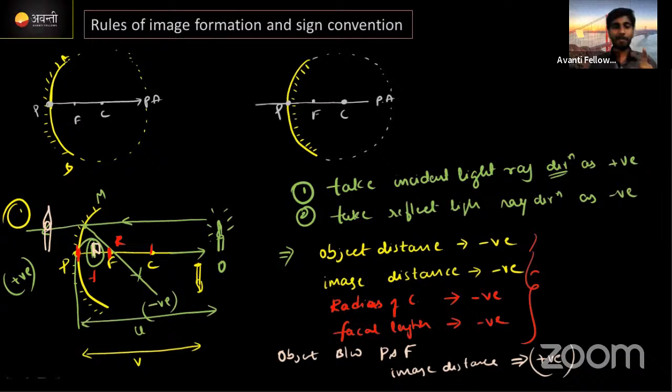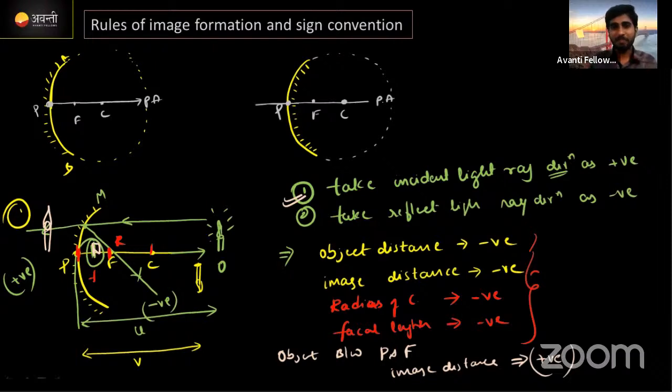Once again, I'm going to explain this one. Sign convention: first, we need to take the incident ray direction as positive. Whatever distances we get in the incident ray direction are all positive distances. If it is the reflection direction, if you measure any distance, you need to take it as negative. Clear?